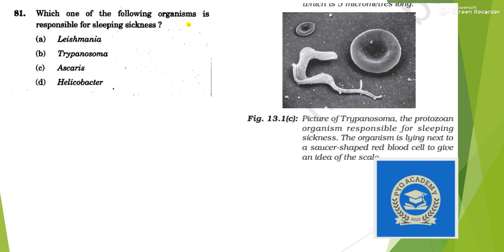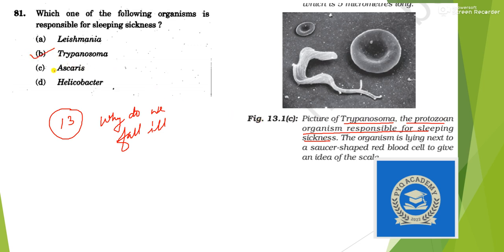Which one of the following organisms is responsible for sleeping sickness? This question has been taken directly from the 13th chapter of class 9, named Why Do We Fall Ill. There is one image given in the chapter. Here you can see the picture of trypanosoma, the protozoan organism responsible for sleeping sickness. So the answer is option B, trypanosoma.